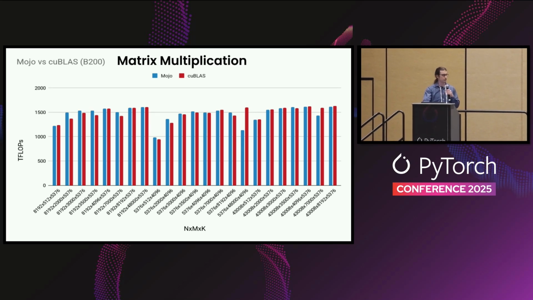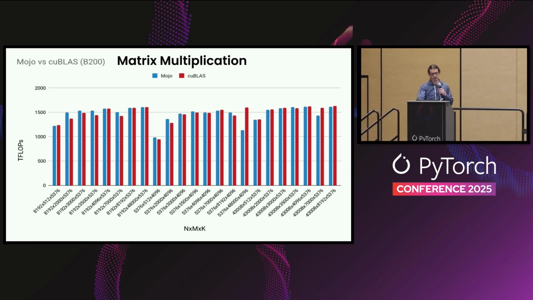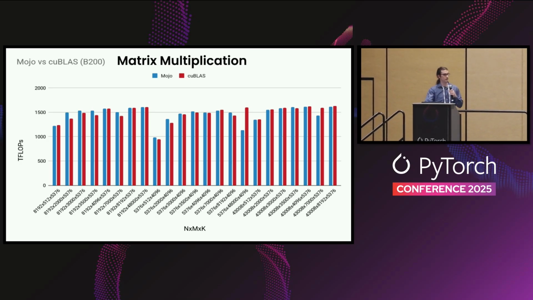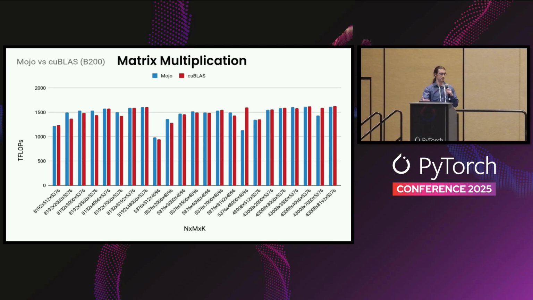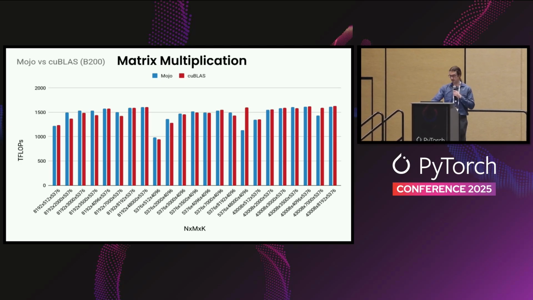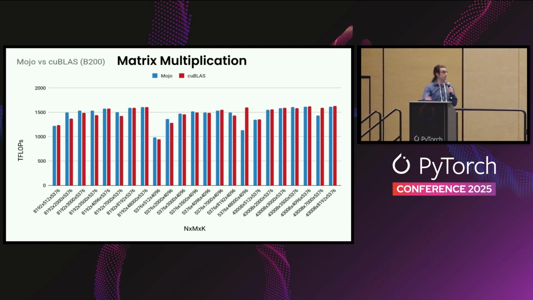The sort of average case here is that we're somewhere between a few % slower to even a couple % faster than a vendor library on their own hardware. So if that is your metric of performance that you need, then Mojo definitely can check that box for you.